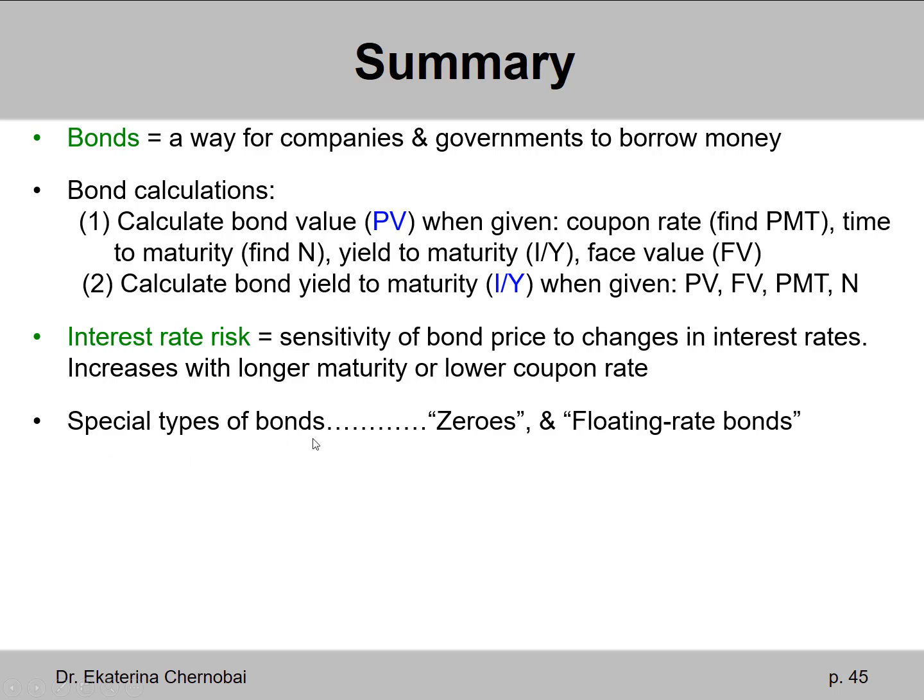We looked at different types of bonds. Some bonds don't pay any coupons. They're known as zeros. Other bonds that pay coupons pay varying amounts of coupons. They're known as floating rate bonds.